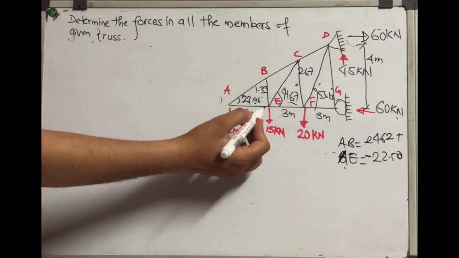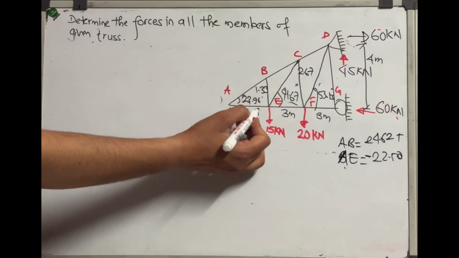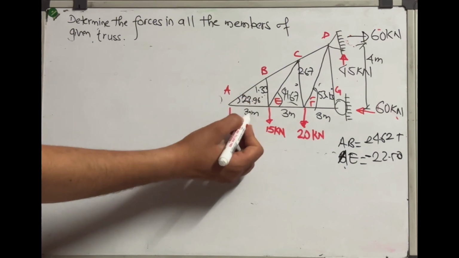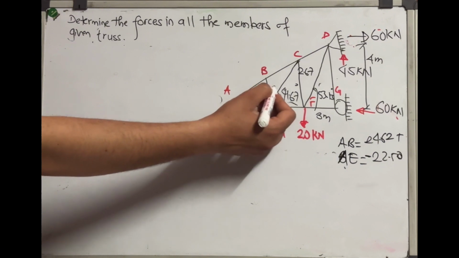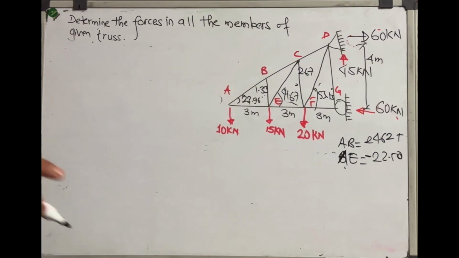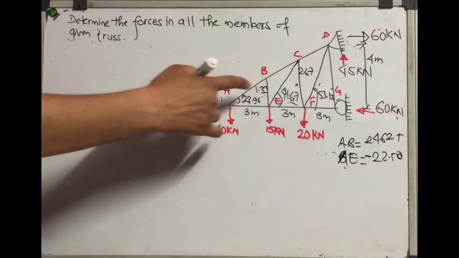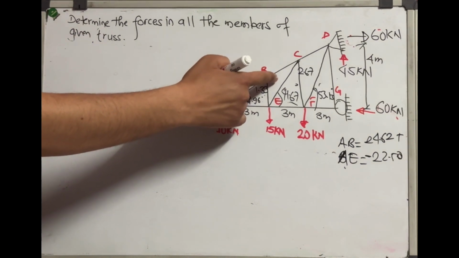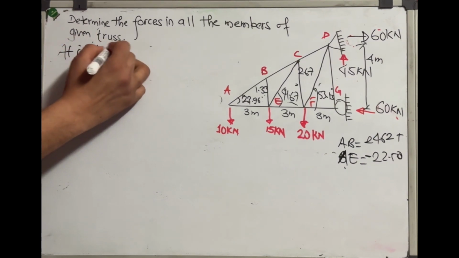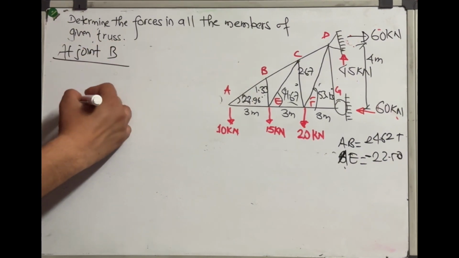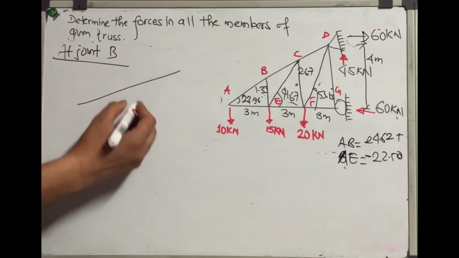Okay. If you go through joint E, then 1, 2, 3, 4. So there are total 4 forces and 1 force is already determined. So there are remaining 3 unknown forces. 3 unknown forces cannot be solved by 2 equations, right? So obviously you have to go to joint B. So at joint B, write whatever the figure of joint B suggests you to do.